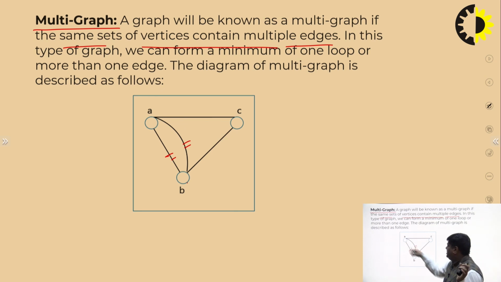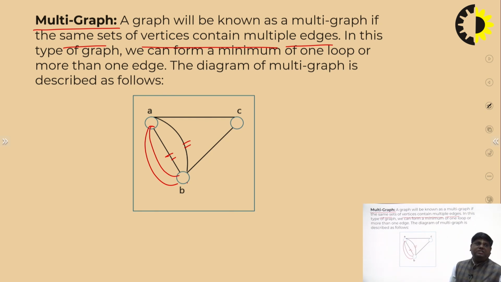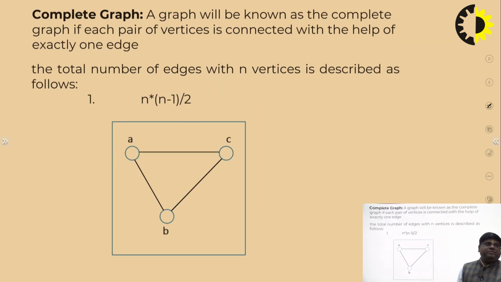The relation between these two nodes is of two types. This is also known as the multigraph. It means n types of relation between two nodes is known as the multigraph. Only a single relation between two nodes is known as not a multigraph. Here is not a multigraph, but here is the multigraph.